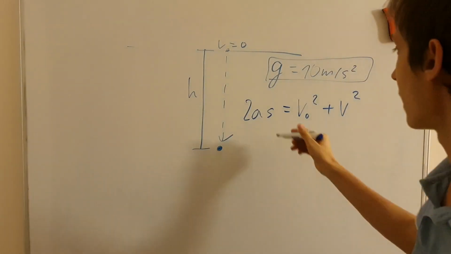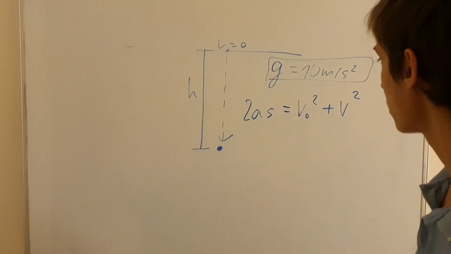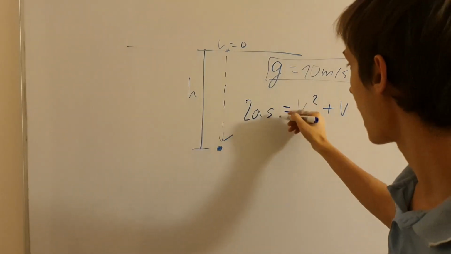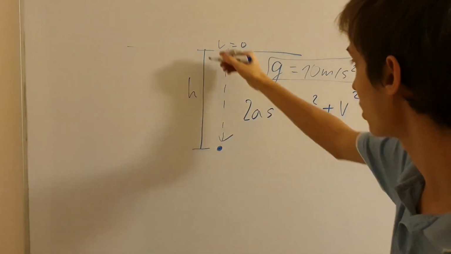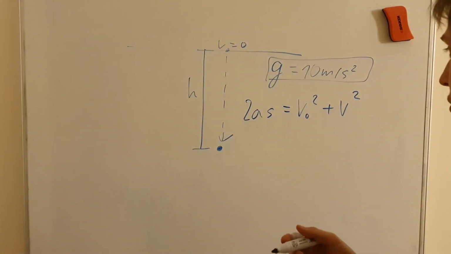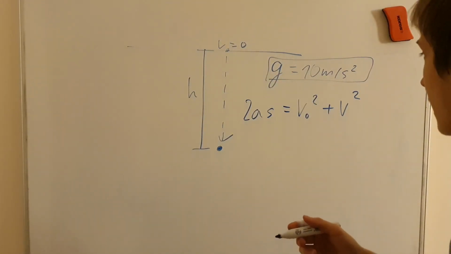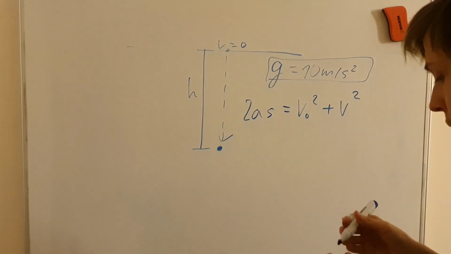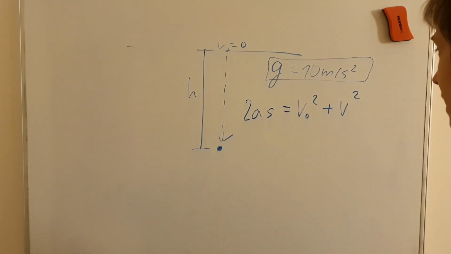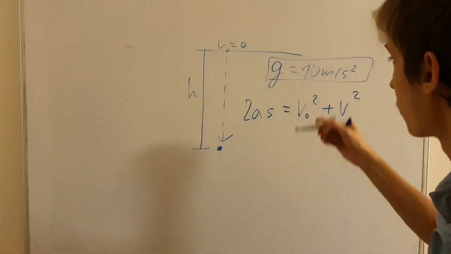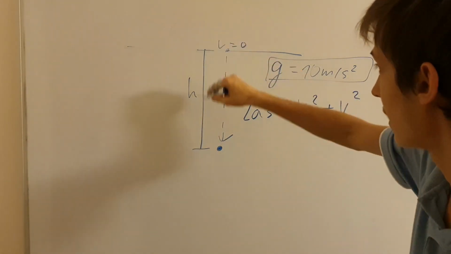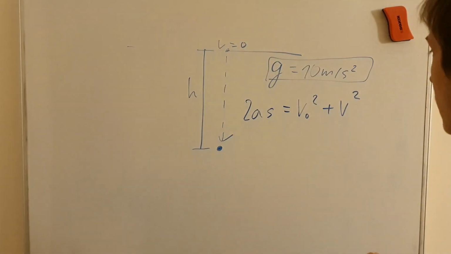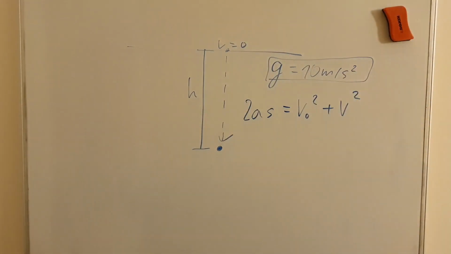Let's say that 2 times the constant acceleration, times the distance traveled, which is the height here, is equivalent to it. That's what the equation relates. So basically, the equation talks about the relationship between constant acceleration, in this case, the height that the ball is falling, and then its initial and final velocity.